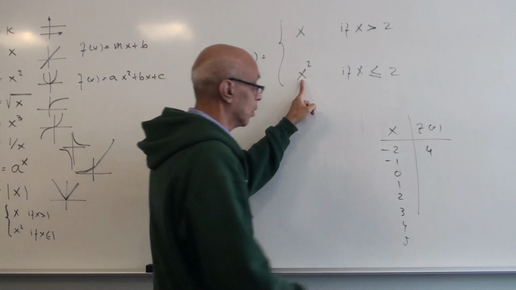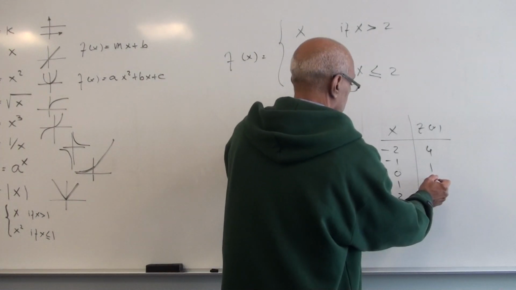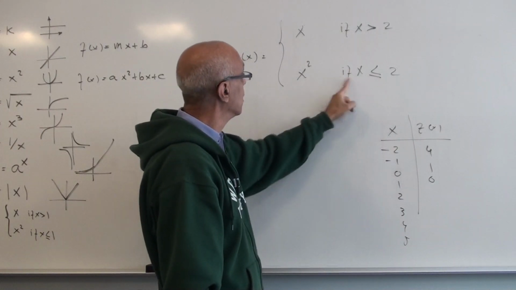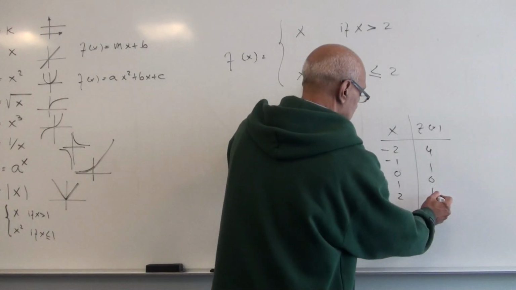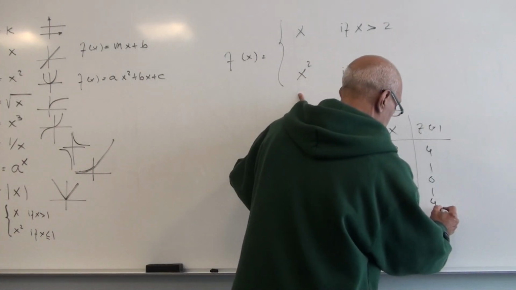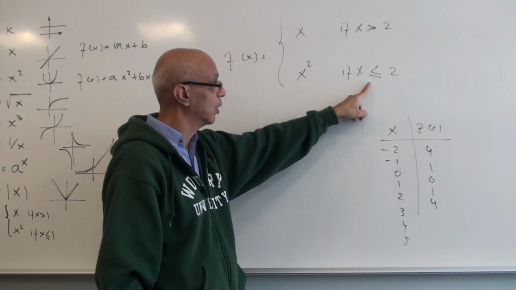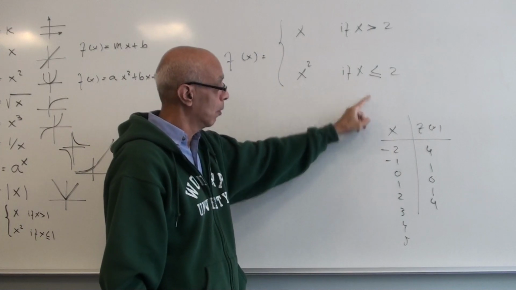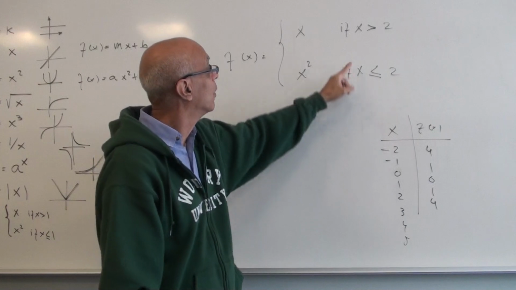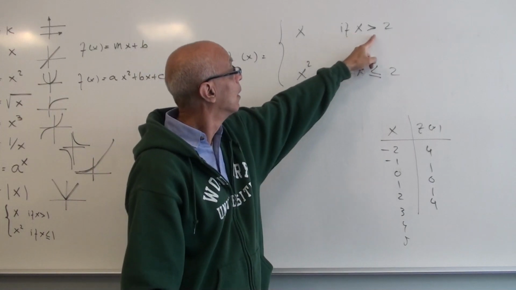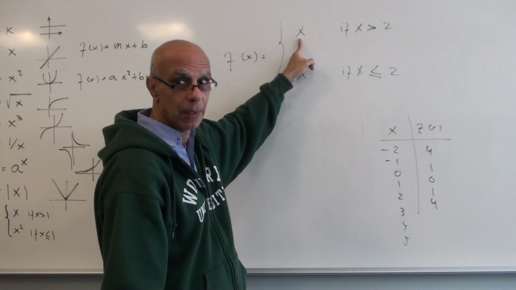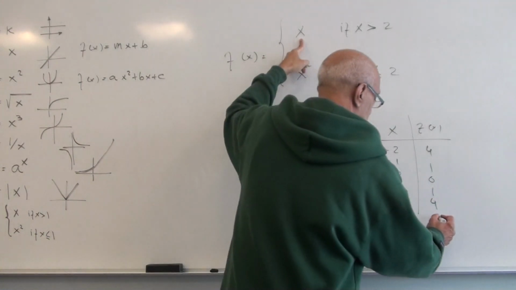When it's -1, plugging it in here gives 1. When it's 0, it's going to be 0. When it's 1, it's going to be 1 again. But when it's 2, it's going to be 4 again, okay? Because that includes the number 2. Now, 3 is different, right? 3 is greater than 2. So now the function behaves like a linear function, so it's going to be 3.